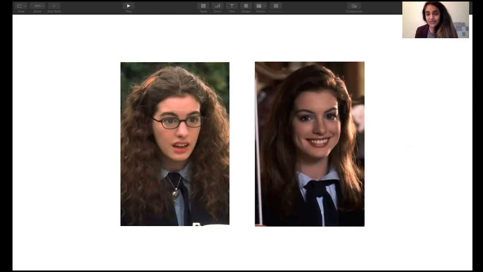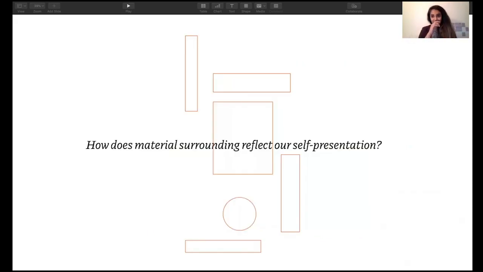Even similarly in our lives, the people around us form our appearance. They inform the way we dress because they have their own appearance, and vice versa, maybe you inform them about your appearance and they might change it accordingly. Which leads to the next question. How does material surrounding reflect our self-presentation?